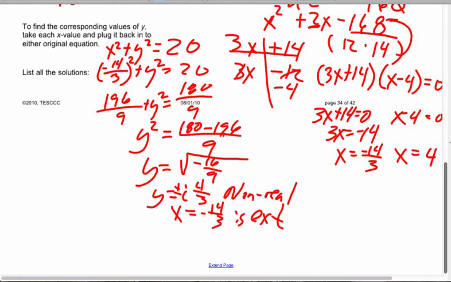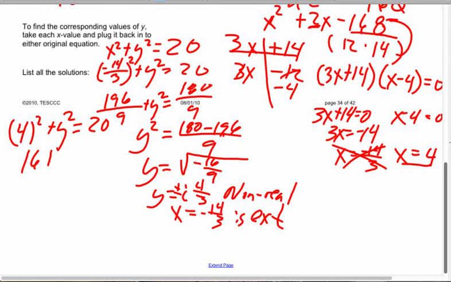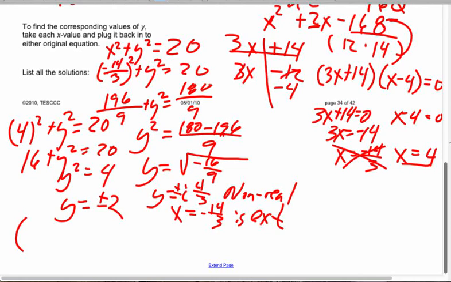And I'll show you what this looks like. So this one is the extraneous solution. And now I'm going to test for 4, so I plug it back in. I want to have 4 squared plus y squared equals 20, or 16 plus y squared equals 20. Y squared equals 4. Y equals plus and minus 2. So my two solutions then are going to be (4, 2) and (4, negative 2).